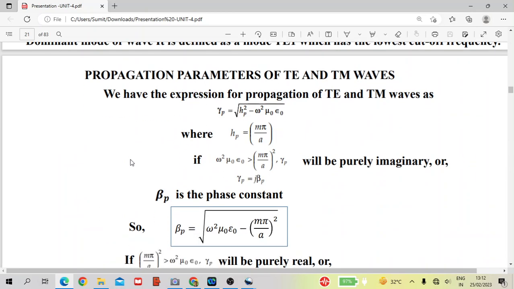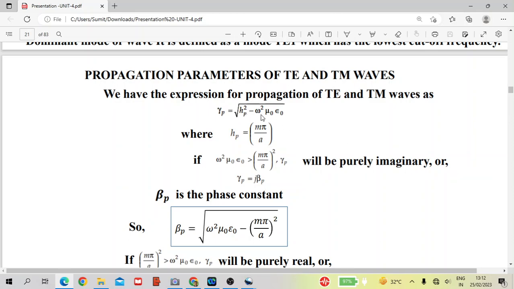Propagation parameters of TE and TM waves, this is very important. From previous equations we obtained this propagation constant, that is equal to hp square minus omega square mu 0 epsilon 0. Where hp was defined, this is the guided propagation constant, so it is m pi by a. So from this equation, hp and gamma p, this is the guided propagation constant, that is equal to hp square minus this, where hp was defined in this way.